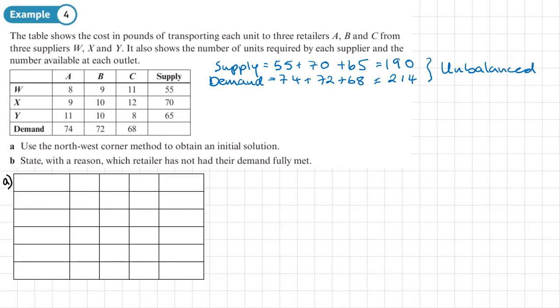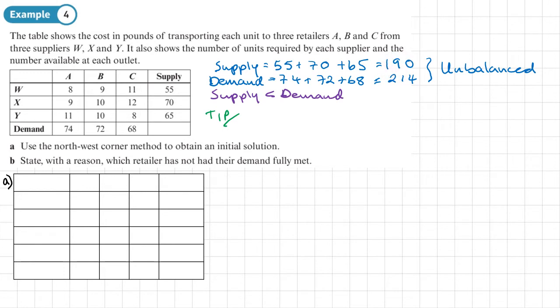And before I carry out the northwest corner method, I need to add a dummy to make it balanced. So what I've got here is that my supply is less than the demand, so we need to add a dummy supply point. Now, if you're not sure which one to add, dummy supply or dummy demand, you're always going to add the dummy to the lowest value to make up the shortfall or the excess. So that's the smaller one. So that's where we add the dummy.